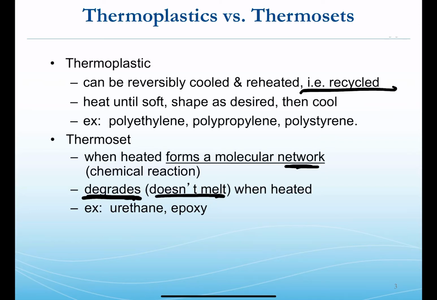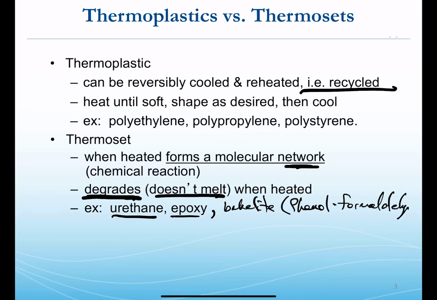the nylon 6,6 that we saw. Some thermosets are urethane, epoxy, and of course the bakelite material that we've seen, or phenol formaldehyde. And these materials, once heated, form that molecular network, and that is the final form of the material.